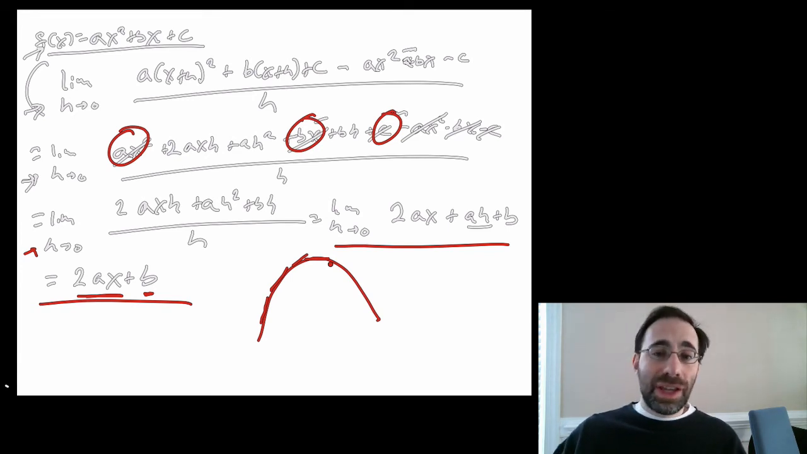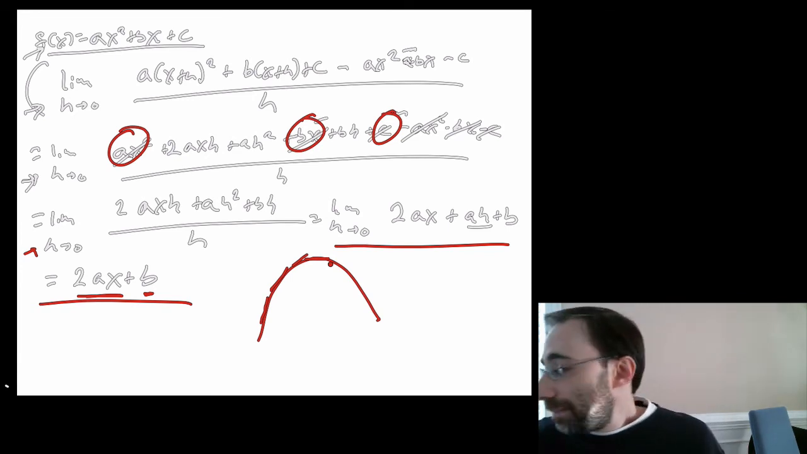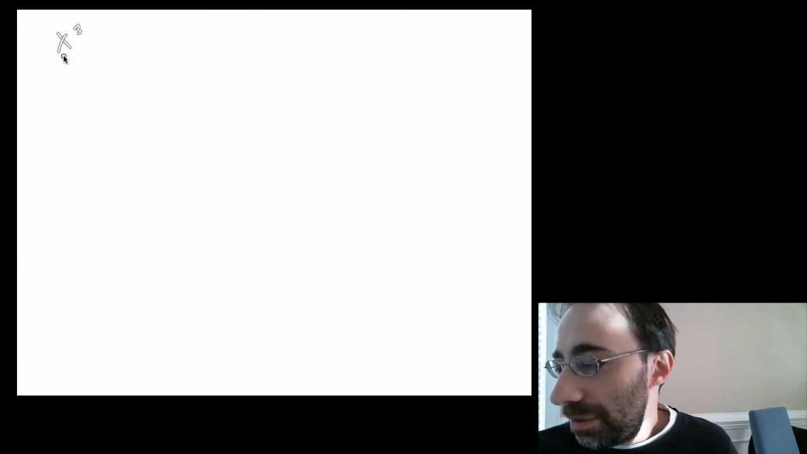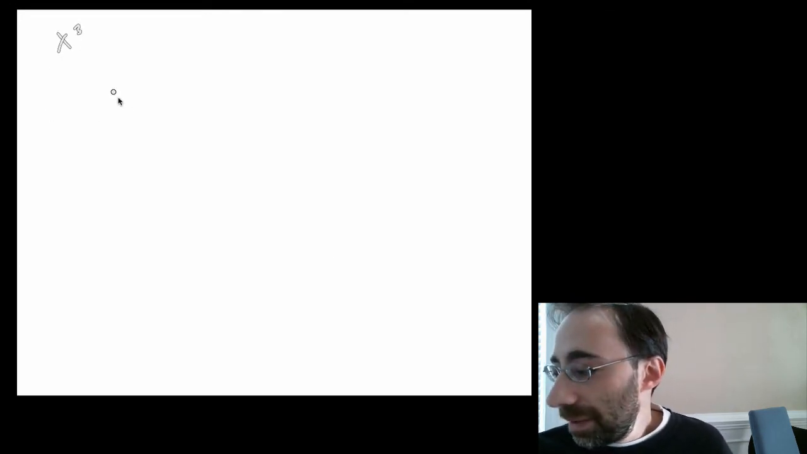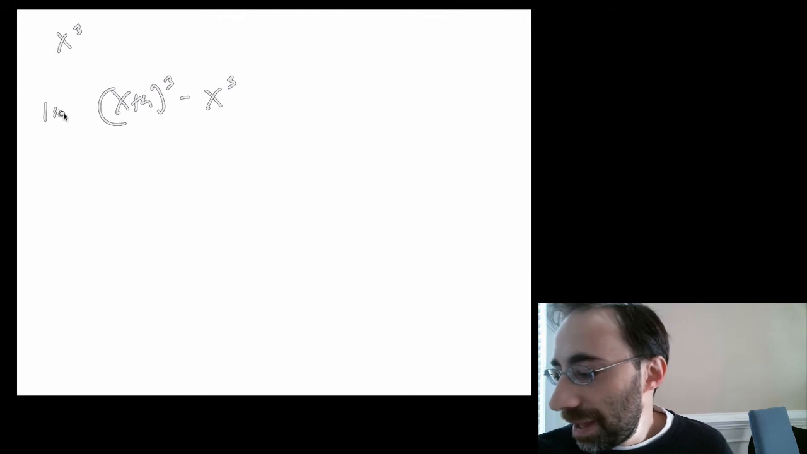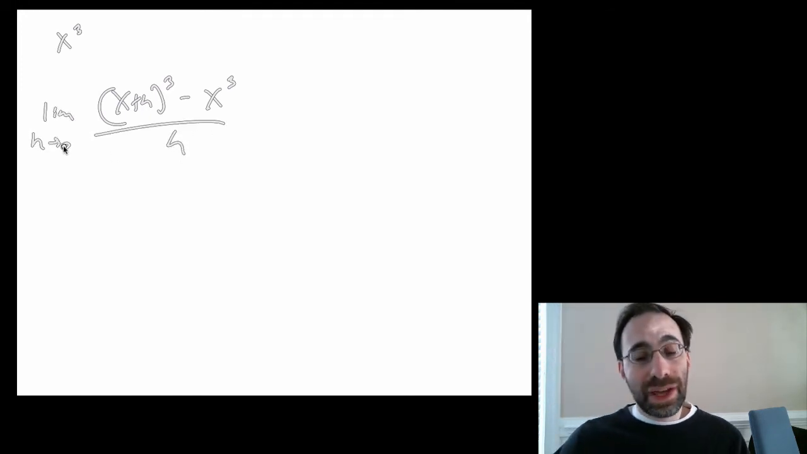So I'm going to do a couple more to get used to this before we move on. Okay. Here's a messier one. I'm going to skip some steps here because it's messier. Let's just try x cubed. Well, we have x plus h cubed minus x cubed, the limit of that, over h as h goes to 0. There's our derivative again, just plugging it into the definition of the derivative.